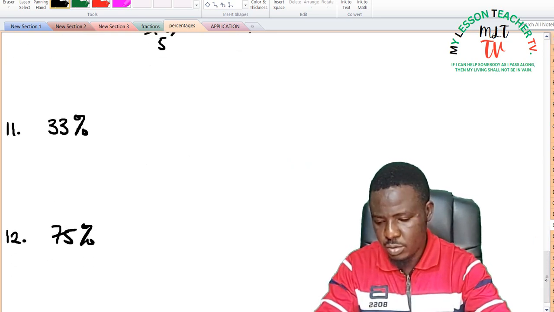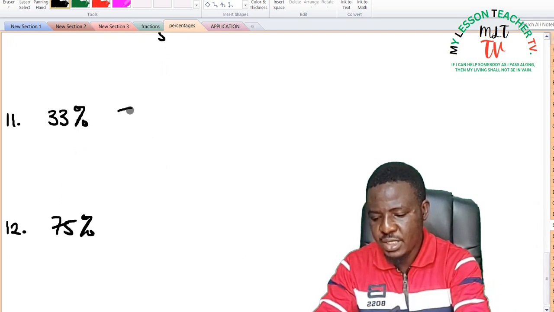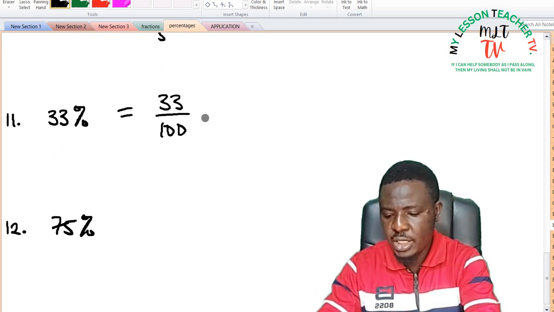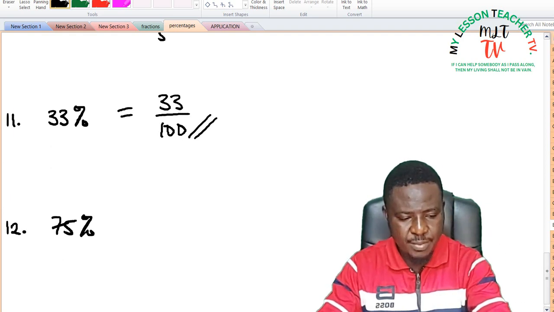Question 11, 33% is equal to 33 divided by 100. There's no common factor that can divide 33 and 100, so this is its lowest term.